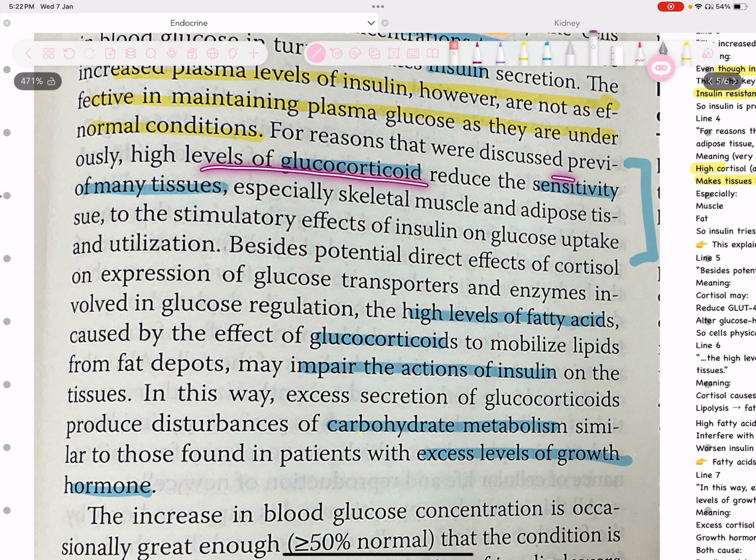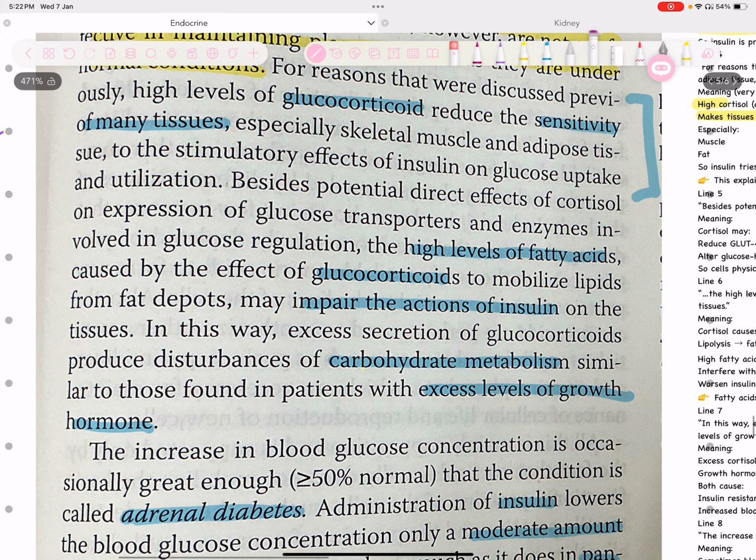High levels of glucocorticoid reduce the sensitivity of many tissues, especially the skeletal muscle and adipose tissue, to the stimulatory effects of insulin on glucose uptake and utilization. Besides the potential direct effect of cortisol on expression of glucose transporters and enzymes, another thing that happens is the high levels of fatty acid.